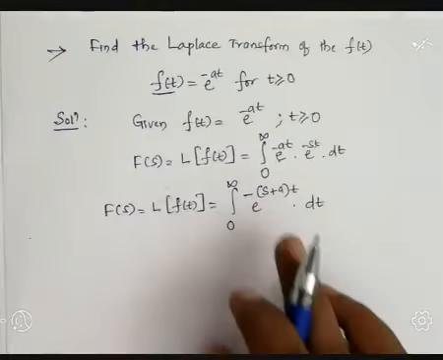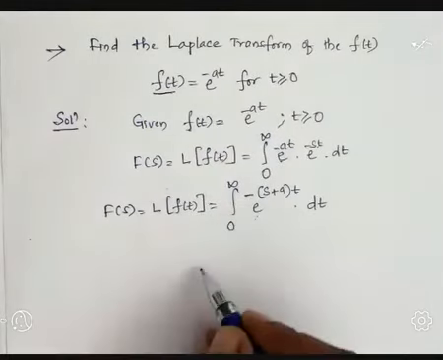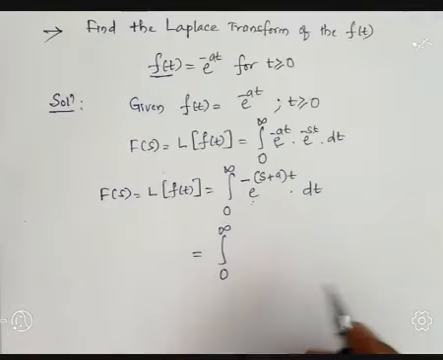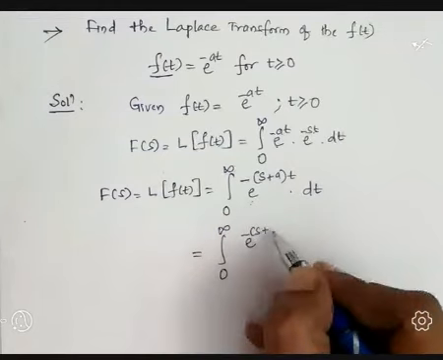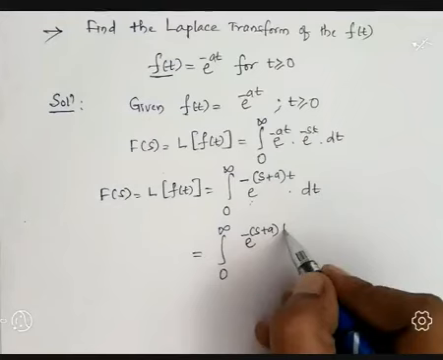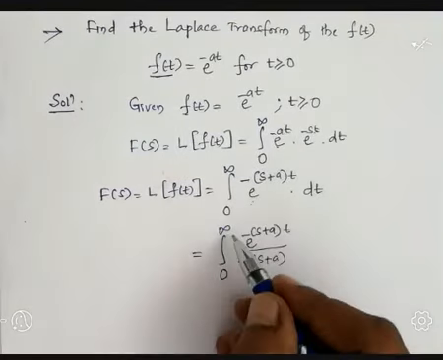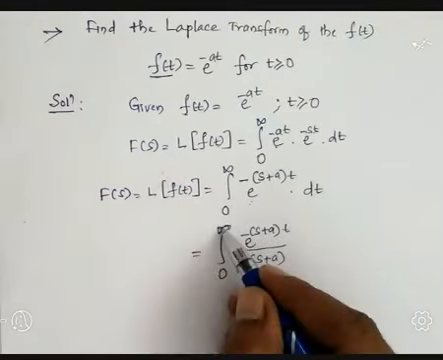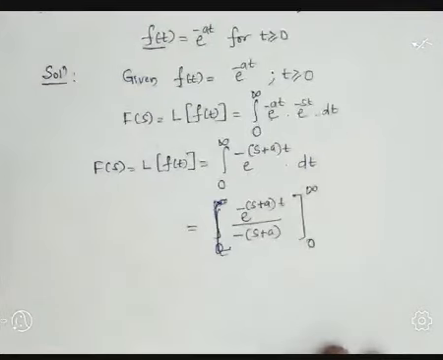So let us integrate this one. What is the answer? Integration over the limits 0 to infinity of e to the power minus, inside the bracket, s plus a times t, divided by minus s plus a, because s plus a is a constant. Then I will substitute the limits, infinity and 0.